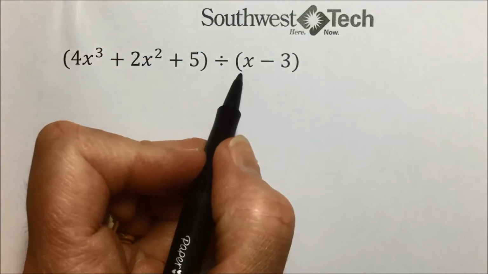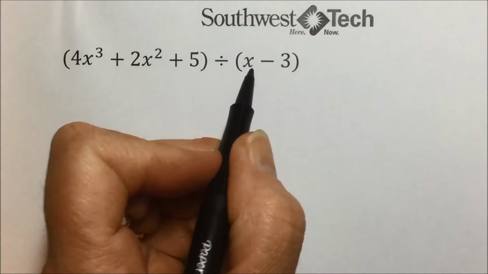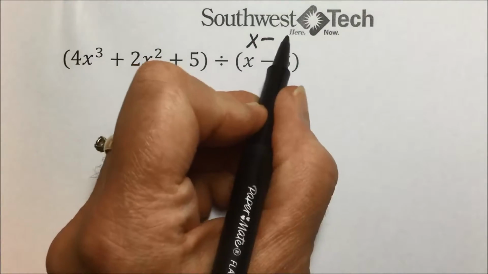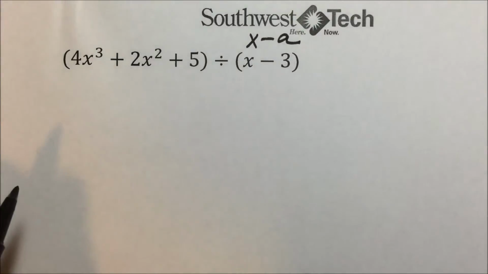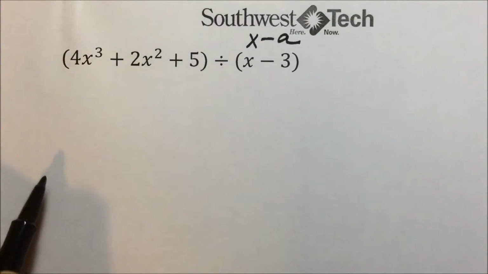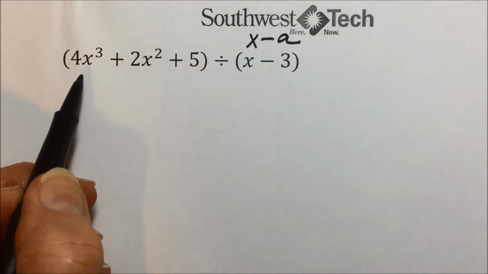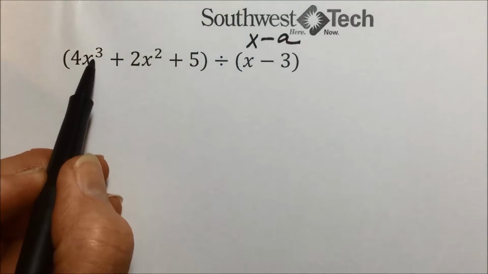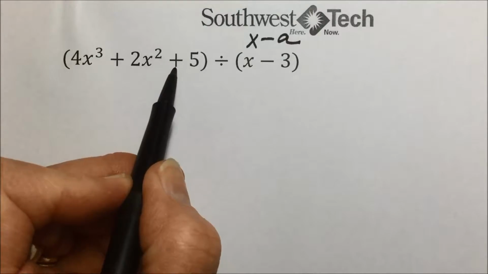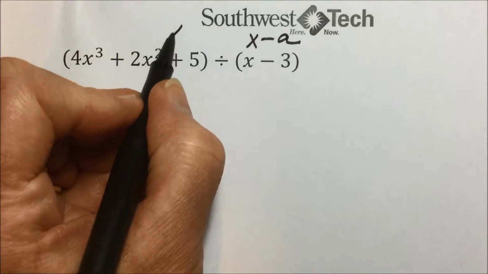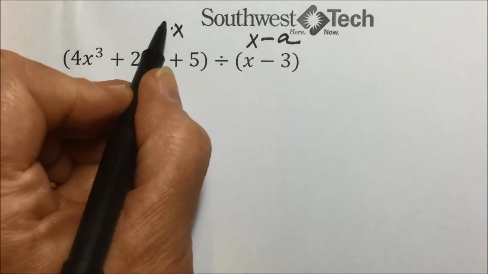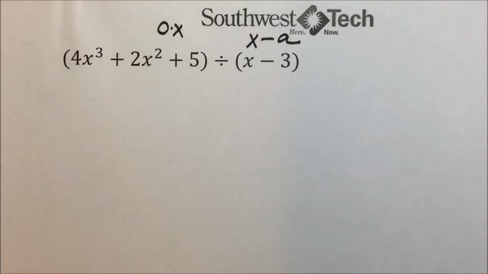We are dividing a polynomial by a binomial. It is of the form x minus a, so we can use synthetic division. But in this example, we're working with a third degree polynomial. We have an x to the third and x to the second, but we're missing our x to the first power. There is no x or x to the first power. So when we do our synthetic division, it's important that we note missing powers and put placeholders for them.